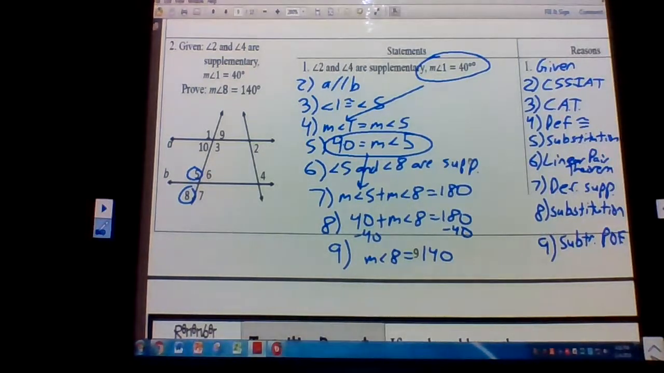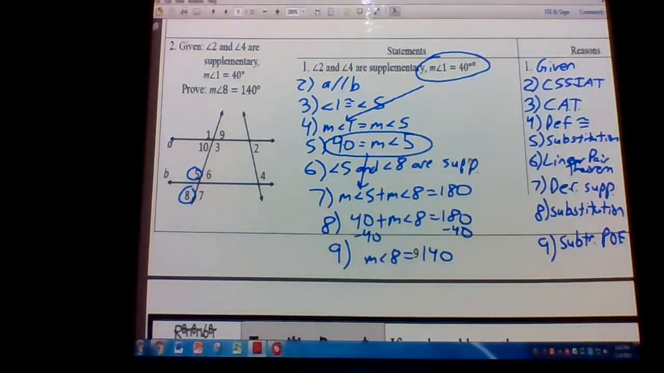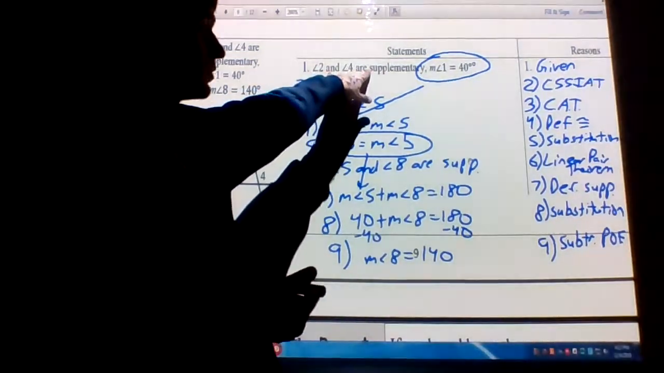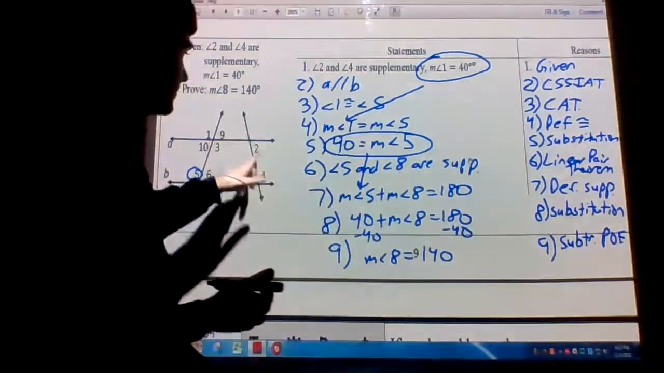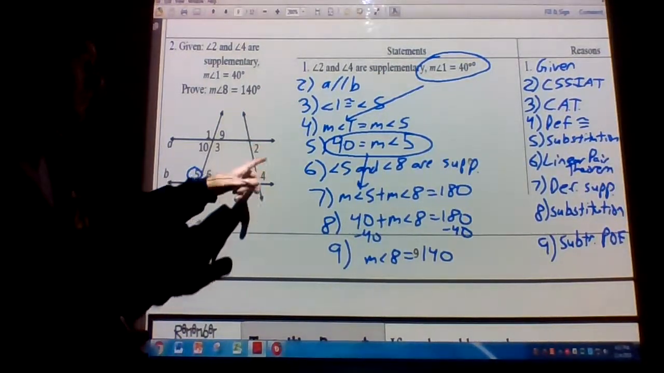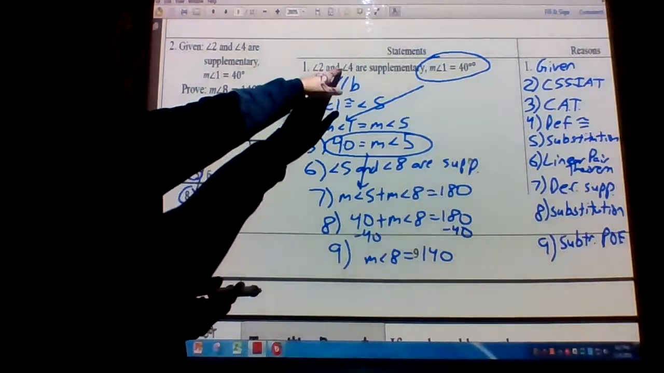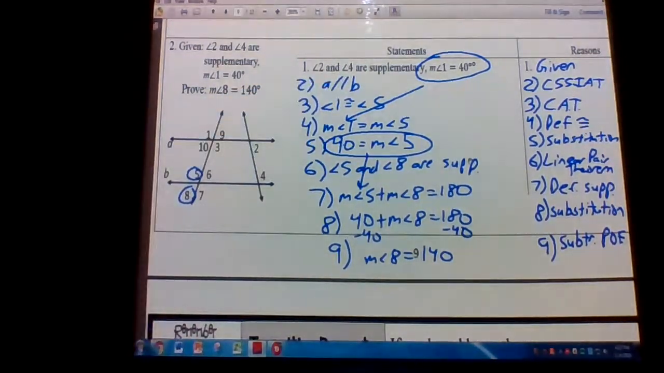So again, we're trying to get to 8, and we have 1. So we're trying to go from 1 to 8. We can't do anything yet, though, because we don't know if the lines are parallel. So we need to first show the lines are parallel. We do that by using this information. Angle 2 and angle 4 are supplementary. Since they're supplementary, by the converse to the same side interior angle theorem, which says if the same side interior angles are supplementary, which they are, then our lines are parallel. So then we say lines A and B are parallel.